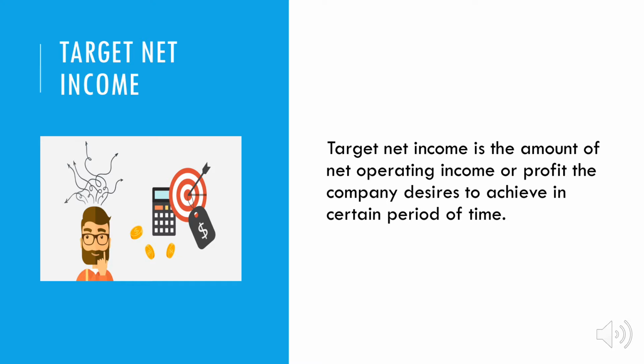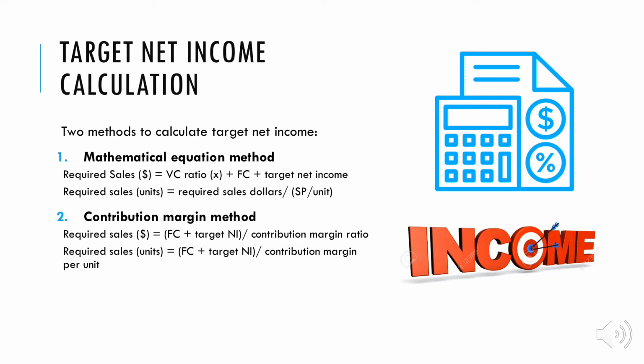The next important concept in CVP analysis is target net income. Target net income is the amount of the net operating income or profit the company desires to achieve at a certain period of time. The target net income helps the management answer how many units the company must sell to achieve the target profit. Similar to break-even point calculation, mathematical equation and contribution margin can be used to determine the sale volume needed to achieve a target profit. And the equation used in each method are listed in the slide.